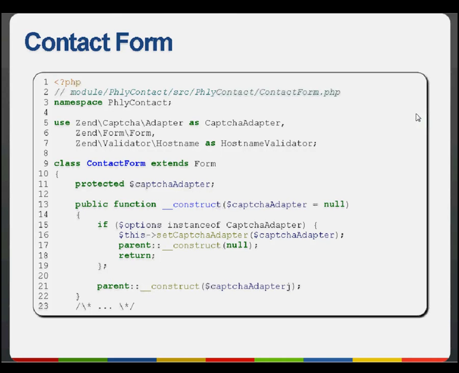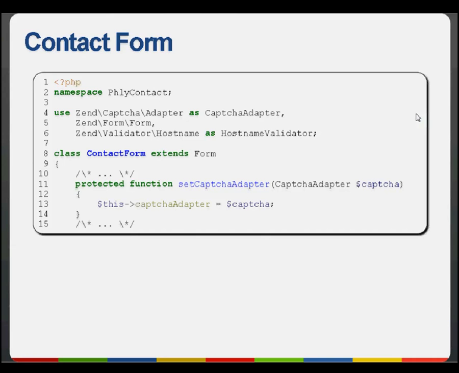But if CAPTCHA adapter is an instance of the CAPTCHA adapter, then we are going to call a setter called setCaptchaAdapter, and we're going to pass it in. And then we're going to initialize with basically an empty array or a null object. Otherwise, we'll pass the options specified by CAPTCHA adapter on in so that we can keep going. There's a couple of typos on the slide. I'll correct them up on the website when we get done. But the basic idea is that we cannot use the form without a CAPTCHA adapter.